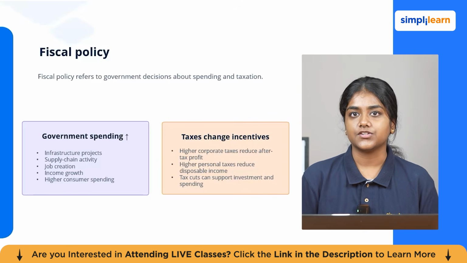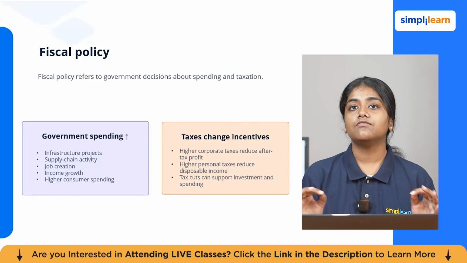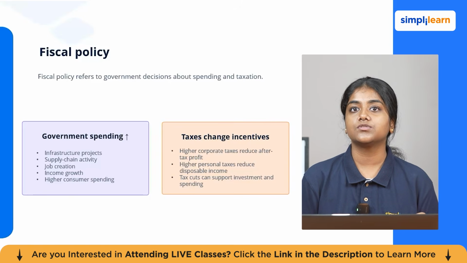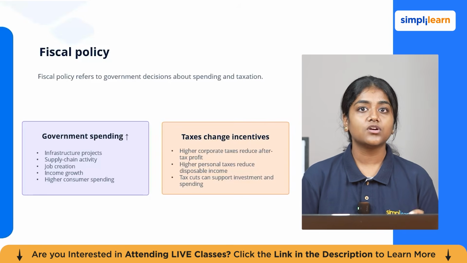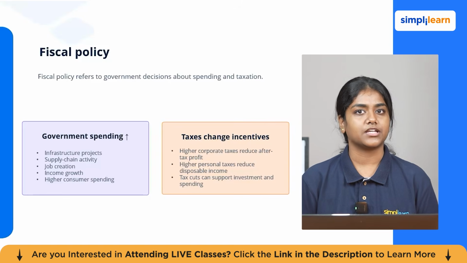Higher corporate taxes reduce a business's after-tax profit, potentially discouraging investment, while higher personal income taxes reduce consumers' disposable income, potentially reducing overall consumer spending. So conversely, tax cuts tend to increase disposable income and business investment capacity.